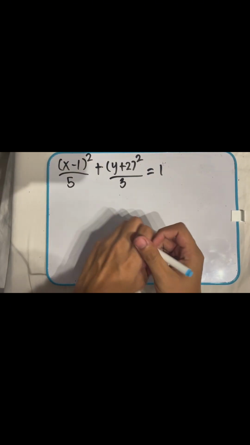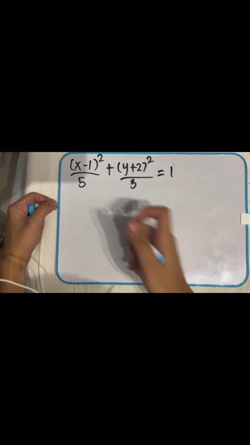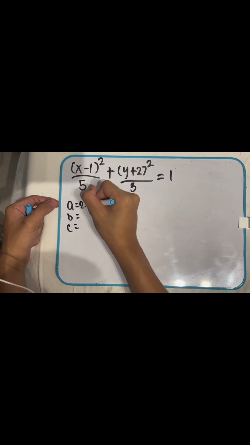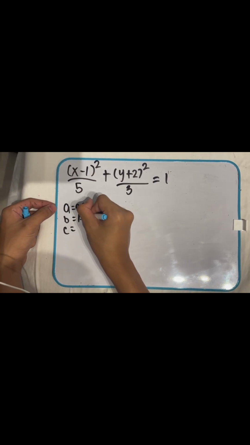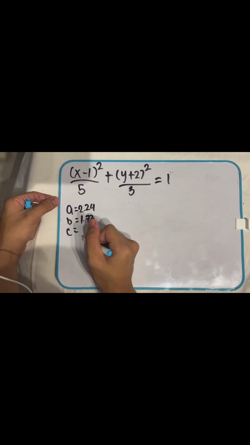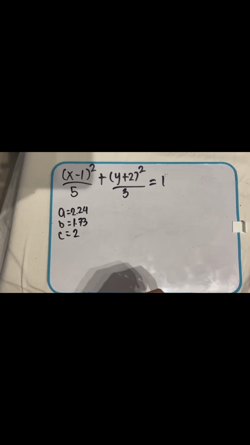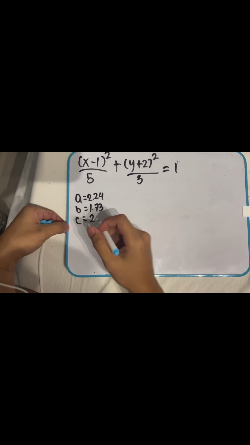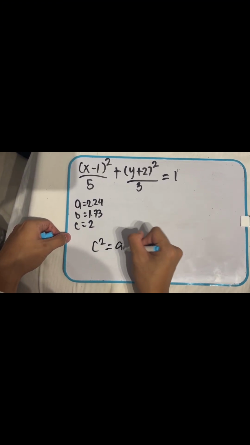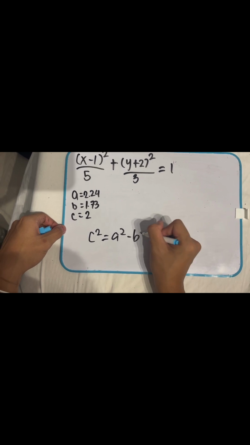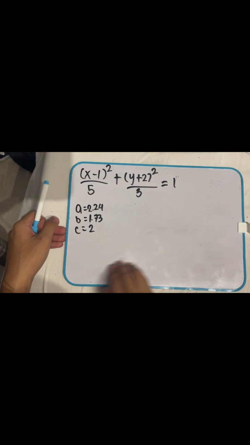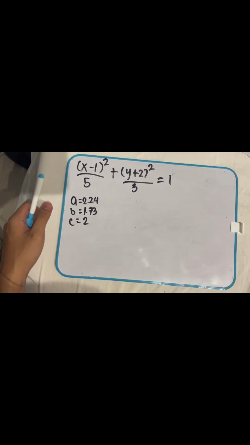So before we graph, let's take the values of our a, b, and c. Our values is 2.24 for a, 1.73 for b, then c is 2. We solved to get number 2 is c. This is the formula: c squared equals a squared minus b squared. So these are the values.